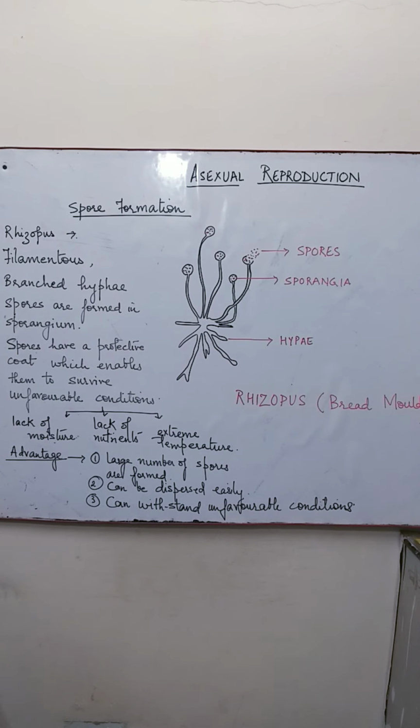Have you ever seen bread having fungus on it? Especially these days, when there is a lot of moisture in the air and warmth. So, what is that? Have you ever wondered about it? It is the rhizopus, or the bread mold. So, today we'll be talking about asexual reproduction in the case of bread mold, or the rhizopus.